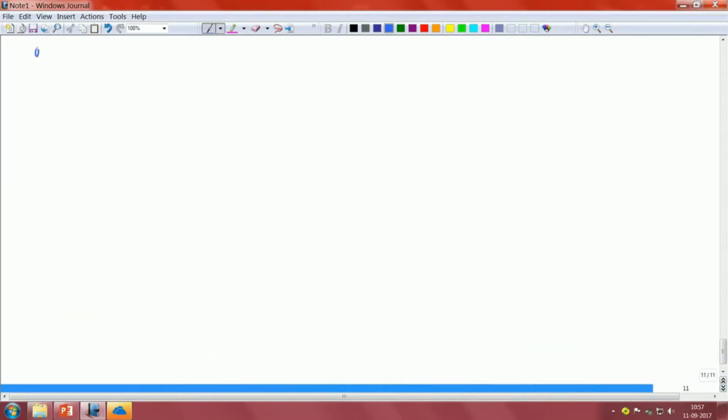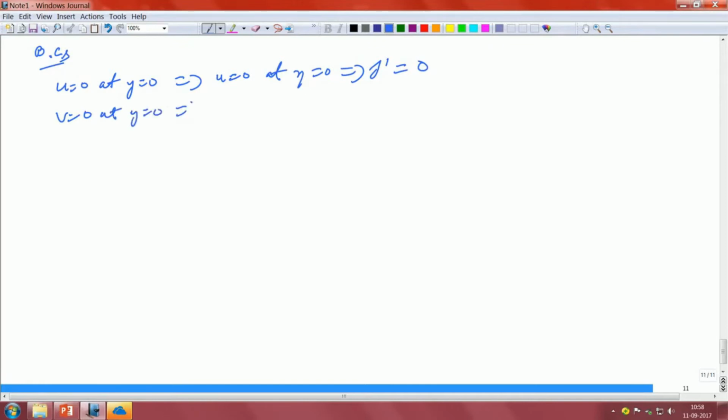So, the boundary conditions will be: u equal to 0 at y equal to 0, that leads to u equal to 0 at neta equal to 0, leading to f prime equal to 0. v equal to 0 at y equal to 0 leads to v equal to 0 at neta equal to 0, leading to f equal to 0, right.